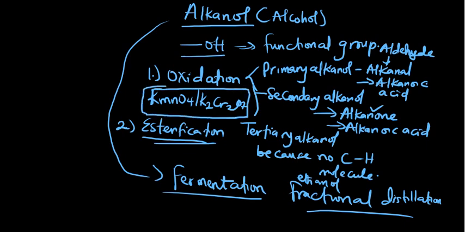Then how can we reduce alkanoic acid to alkanol? You should ask yourself this question. We normally use some reducing agents. Which reducing agent is that? The reducing agent we use is lithium aluminium tetrahydroaluminate. So this is the compound we normally use. So that's that. I hope you understand.